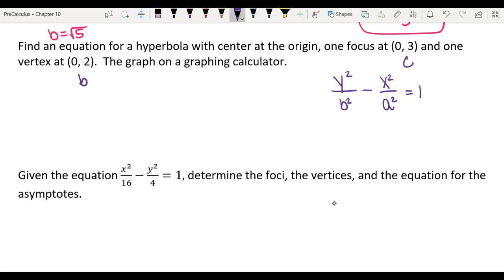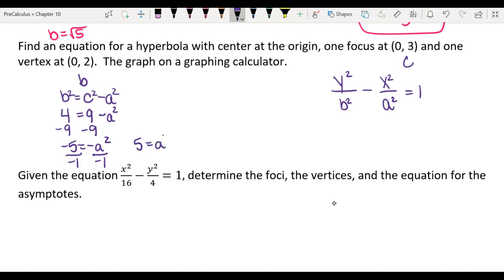You would solve for your C. So the equation, remember a hyperbola, it's just the 1. Okay? So I know my B is 2, so that means this is going to be a 4. My C would be a 9. Well, it'd be 3 squared, but then it'd be 9. Equals -a squared. So you'd subtract 9, you get negative 5 equals negative a squared. Divide by negative 1, it means 5 equals a squared. So a is the square root of 5. And your equation would be y squared over 4 minus x squared over 5 equals 1.